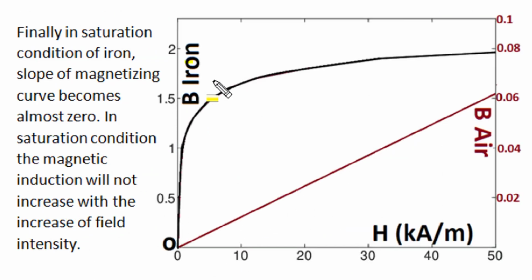In this non-linear region, the slope of the curve of magnetic induction in iron material versus applied magnetic field intensity goes on decreasing, and finally in the saturation condition the slope of this magnetizing curve becomes almost zero. Now in this saturation condition, the value of magnetic induction in iron will not increase appreciably even with a tremendous increase in applied magnetic field intensity.